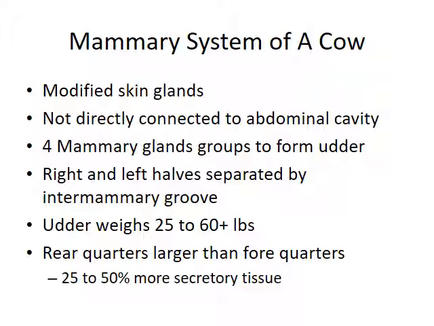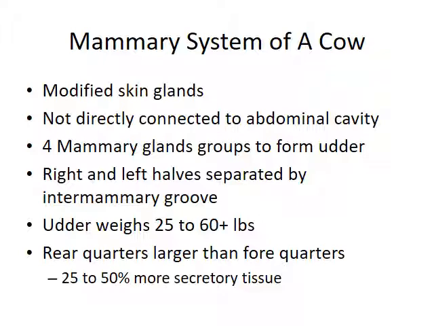We know that the udder is not directly connected to the abdominal cavity. There's a kind of umbilical cord that comes out through the body wall and supplies the things there. So it's not continuously open to the body. It sort of sits on the abdominal area and has things there.